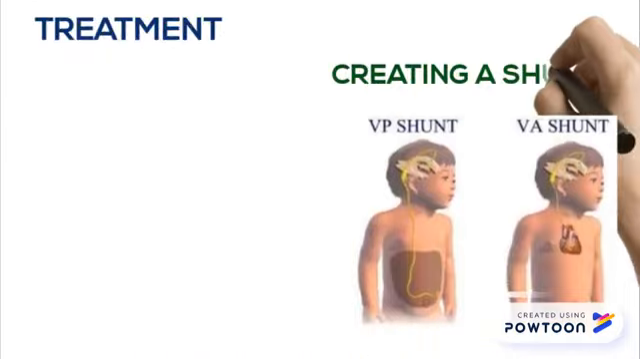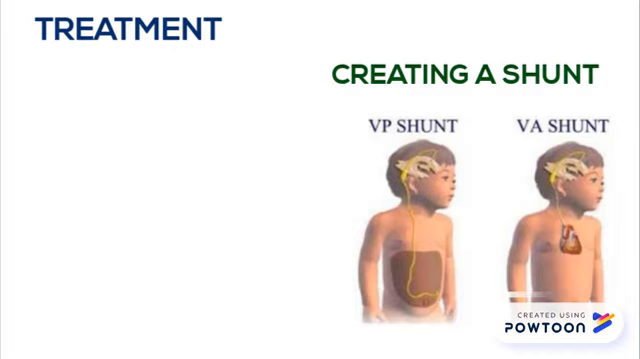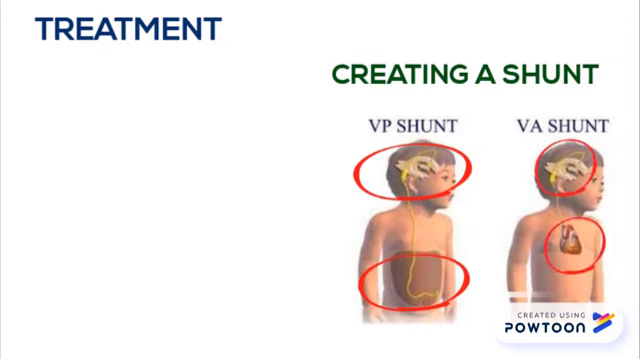So the treatment option is creating a shunt. A shunt is basically a connection between the ventricle and another area. For example, a ventriculoperitoneal shunt, in which you allow CSF to move from the ventricle to the peritoneal cavity, or a ventriculoatrial shunt, from the ventricle to the right atrium.